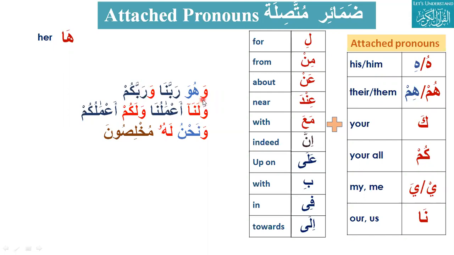So, wa means and. Huwa means he. Start with Rabbuhu and reach at Rabbuna: Rabbuhu, Rabbuhum, Rabbuka, Rabbukum, Rabbi, Rabbuna. Rabbuna means our Lord. Wa means and, and Rabbukum, your Lord, all of you. So, he is our Lord, and he is the Lord of all of you.